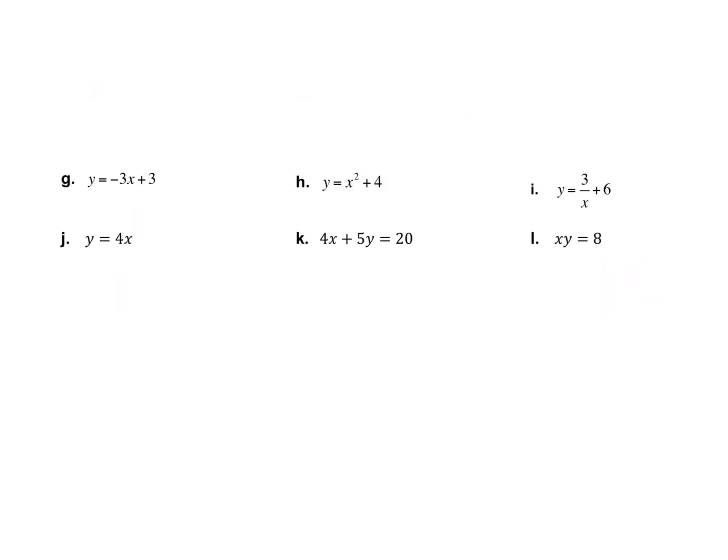All right, so now we're going to take a look at these equations and determine if these are linear or nonlinear. And then if they're linear, we're going to determine if they are directly proportional. So let's go ahead and take a look. Remember that for an equation to be linear, it has to be able to go in the form y is equal to mx plus b. And so let's take a look at the first one. We have for letter G, y is equal to negative 3x plus 3. Well, this is in the form y is equal to mx plus b, so this one is linear.